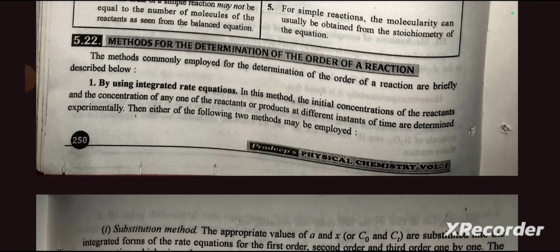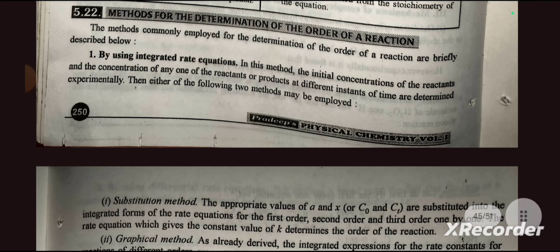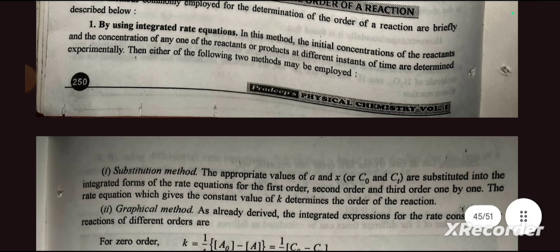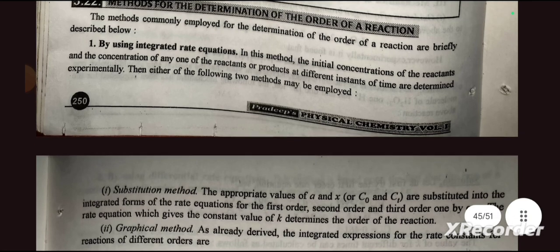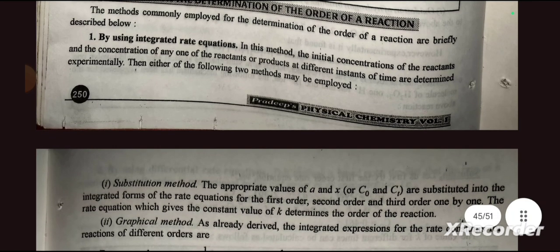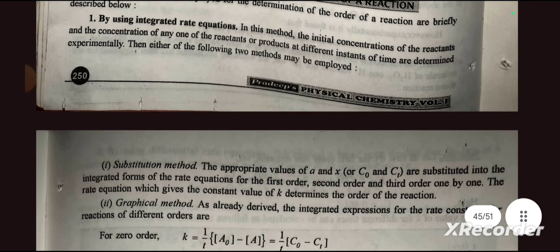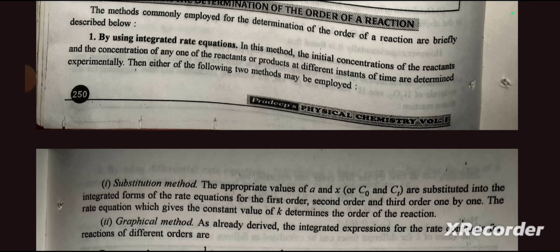5.22 Methods for the determination of the order of a reaction. The methods commonly employed for the determination of the order of reactions are briefly described below. First, by using the integrated rate equation. In this method, the initial concentration of the reactants and the concentration of one of the reactants or products at different instants of time are determined experimentally. Then either of the following two methods may be employed. First, substitution method.